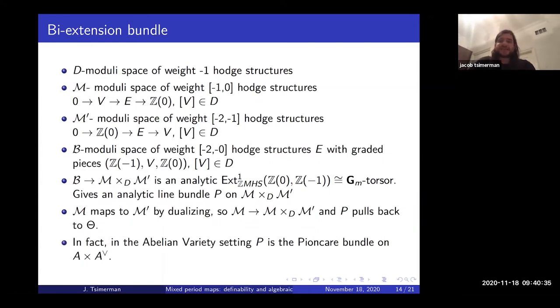And what's going on is that in the usual abelian variety setting, P is the Poincaré bundle on A cross A dual. This diagonal map gives you the map from A to A cross A dual, because if you have a polarization, you get an isogeny from A to A dual. And then if you pull back the Poincaré bundle, you exactly get the theta bundle. So this is a generalization of what's happening in the familiar abelian variety setting to this more general setting.